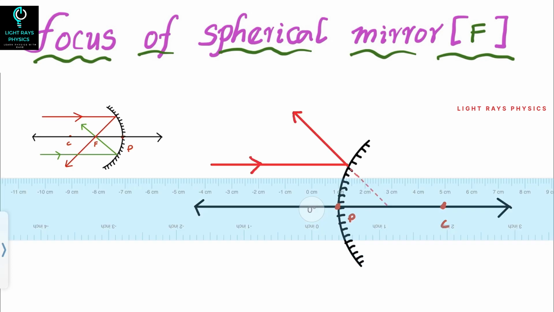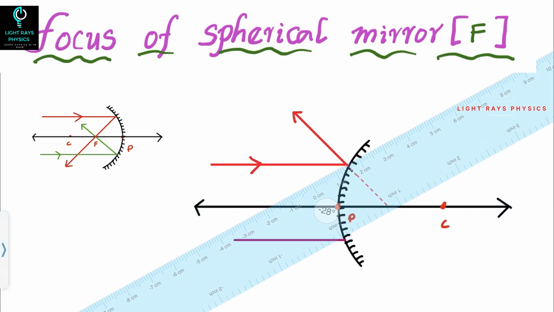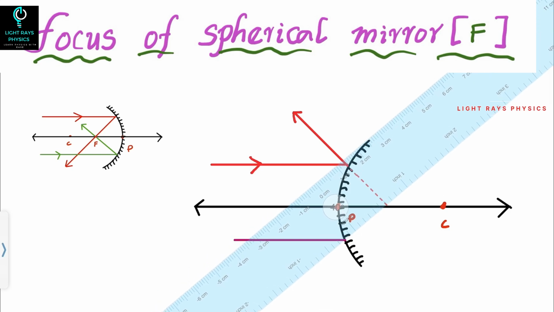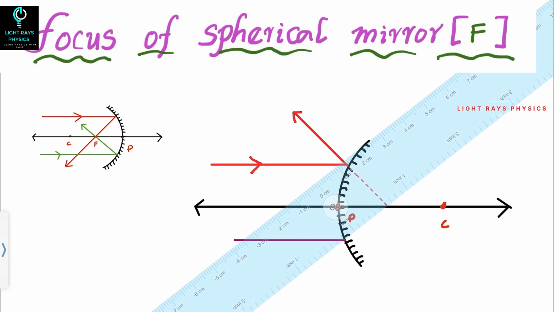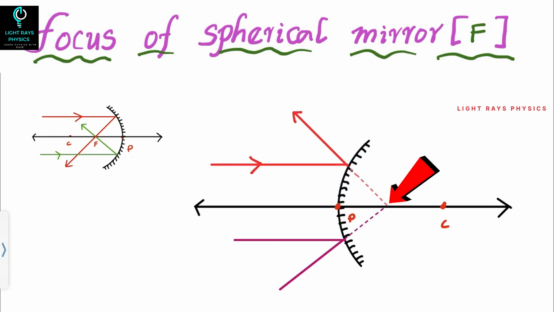Now let's draw one more ray which is parallel to the principal axis, but it should be below the principal axis, and after reflection it follows a path. Again I will extend the rays in the backward direction. They also meet at a point on the principal axis. This point where both rays appear to meet is called the focus of the convex mirror. It is denoted by the symbol capital F.